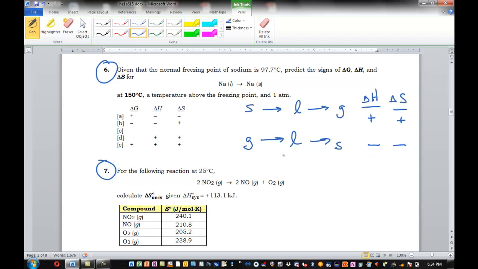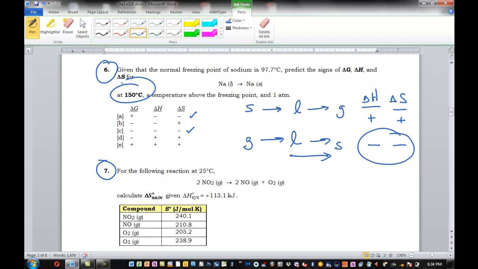So now we have this situation, liquid to solid. We know delta H and delta S, that almost looks like a smiley face without the smile, we have negative and negative. So our only possible choices are A and C. The next question then is, what is delta G? Is it spontaneous or not? Is this freezing of sodium liquid going to freeze and go from liquid to solid? Is it going to happen at that temperature?